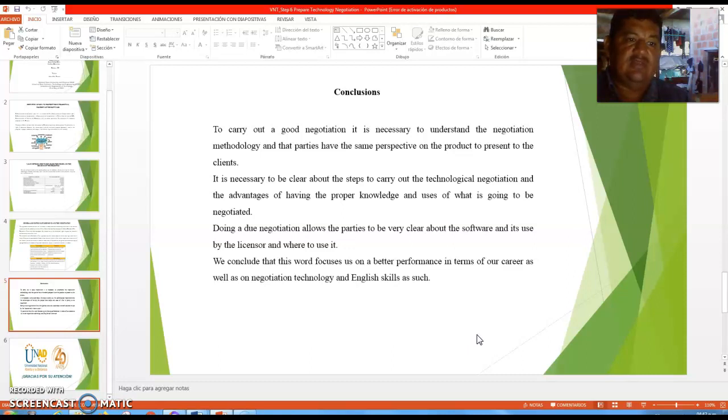During the negotiation, allow the parties to be very clear about the software that is used by the licensor and where to use it. When we conclude, it is worth focusing on what is better for performance in our career, as well as technological negotiation and English skills.